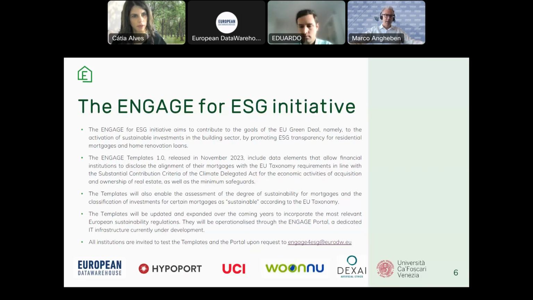And how will the templates be made operational? Well, there is going to be the second pillar of the initiative, which is the portal, a dedicated IT infrastructure, which is currently under development and will come to fruition later this year. It's also possible to obtain the templates and to have further information on the portal by sending an email below.